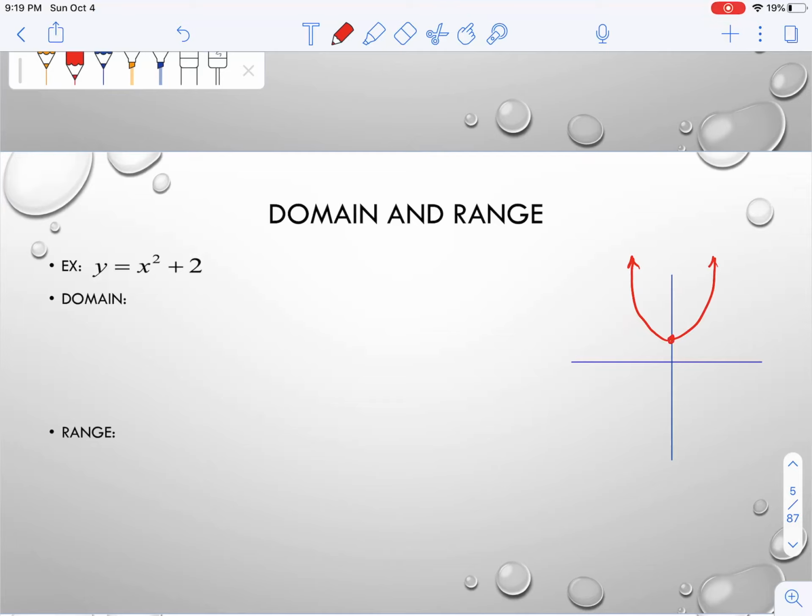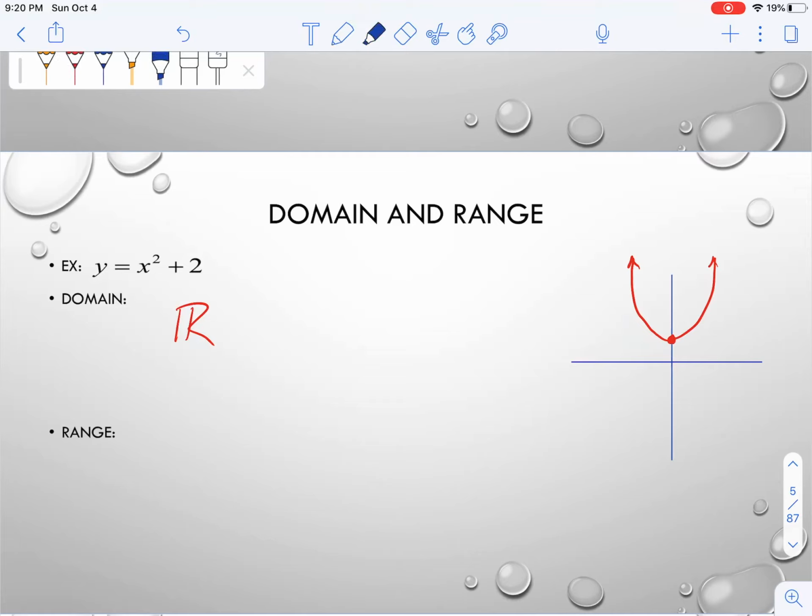It's going to look something about like this. So in terms of my domain, I want to ask myself, what x values do I have? And again, does this graph go on in the left and right directions without bound? Is there anything that's going to stop it or require this equation to stop? And in this case, again, no, there's not. So for my domain, my x or my input values, the domain is going to be all reals.